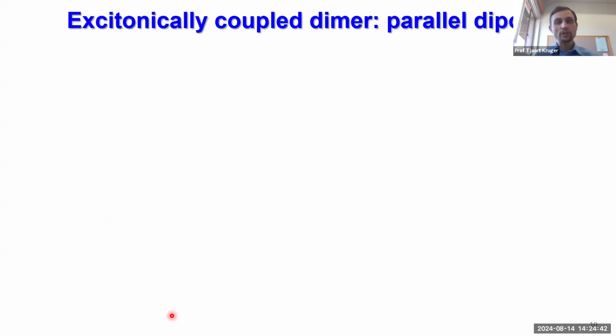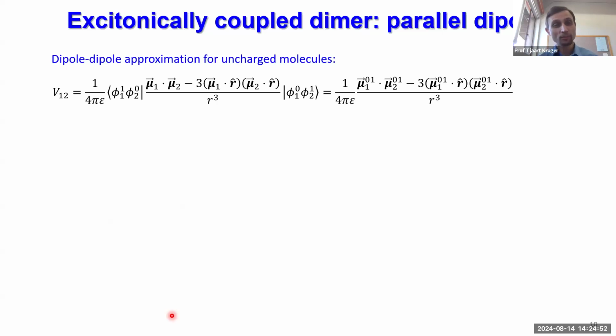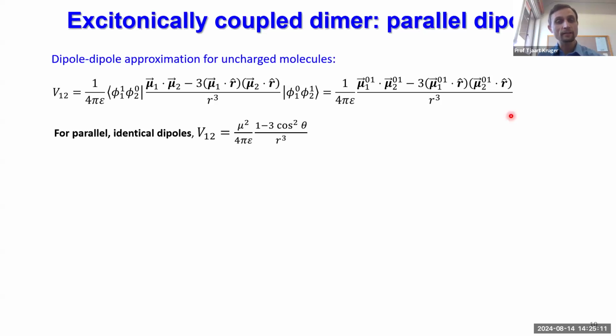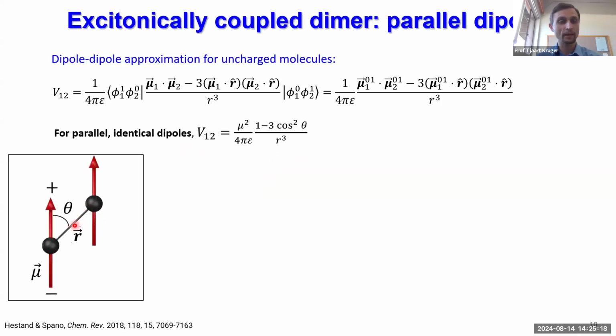Okay, and this brings me to this very interesting topic of parallel dipoles, where we are considering two types. Let's first consider again the dipole-dipole approximation for uncharged molecules. So we have our interaction potential due to the light-matter interaction. We are considering the transition-dipole interaction, which is given by this term here on the right. For parallel identical dipoles, this interaction potential can be reduced to this form, where theta now is the angle between the direction of the dipoles and the position vector connecting their midpoints.